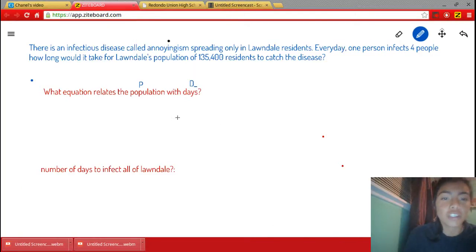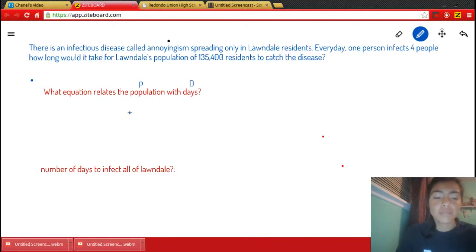So what we're first going to do is write down our P, 135,400. We're going to set that equal to, now in total there are 5 people that are infected each day, because one person that's already affected affects 4, so when they combine, you get your 5 people. So we're going to plug that in. We have 5 people that's infected. We want to know how many days it's going to take. So our D is going to end up being our exponent. And that's how you get your equation.